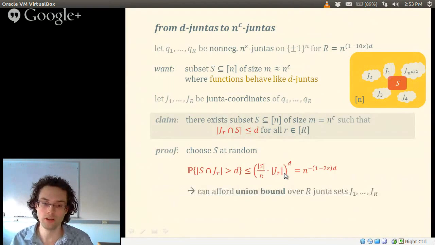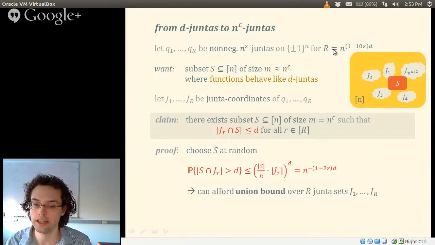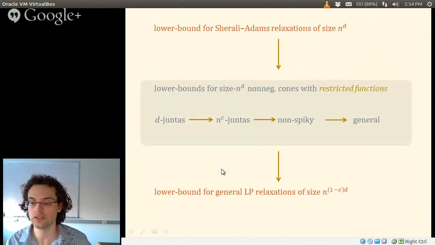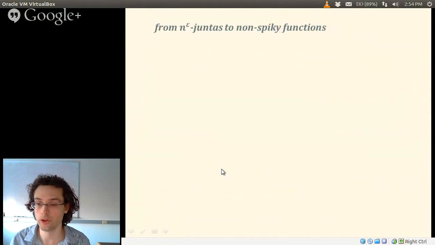And that's good, because we only have n to the d functions. Actually, I set things up in a way that we have fewer than n to the d functions. That means we can do a union bound over all these R sets. And that means there exists a set that doesn't have large intersection with any of these sets. Okay, that's good. So now let's see how to go from n to the epsilon juntas to non-spiky functions.